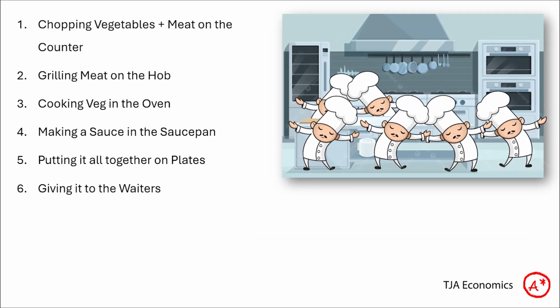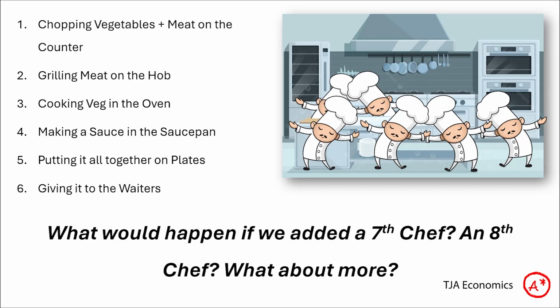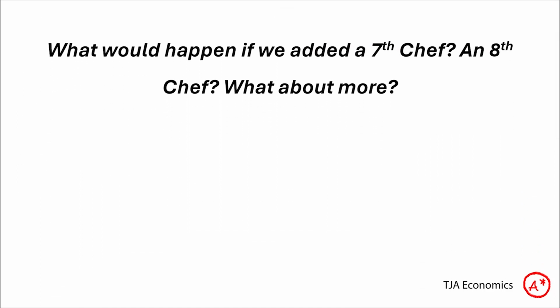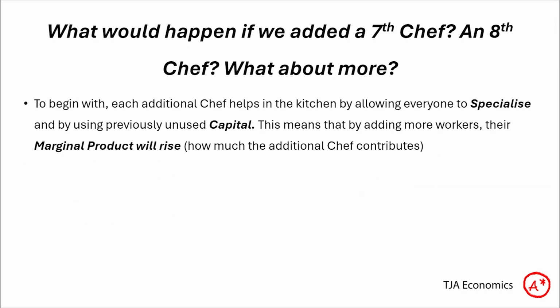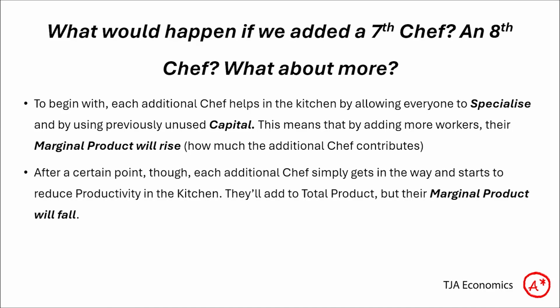But, and there is a big but, what would happen if we added a 7th chef? What about an 8th, a 9th, a 10th? What would happen if we kept adding chefs? Well, think about it. To begin with, as we said, each additional chef helps because they specialise and they get to use previously unused capital. And so by adding more workers, to begin with, the marginal product, how much each chef adds, goes up. But as we said, after a certain point, when we hire that 7th chef or that 8th chef, each additional chef just gets in the way. And so overall productivity in the kitchen might actually fall.